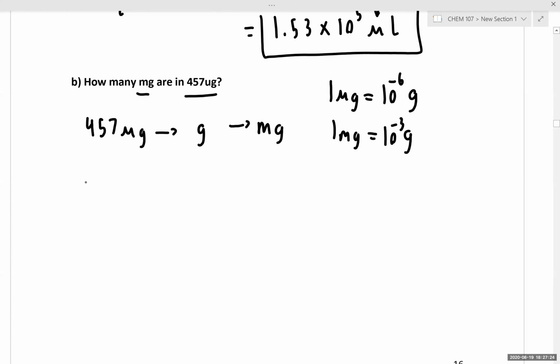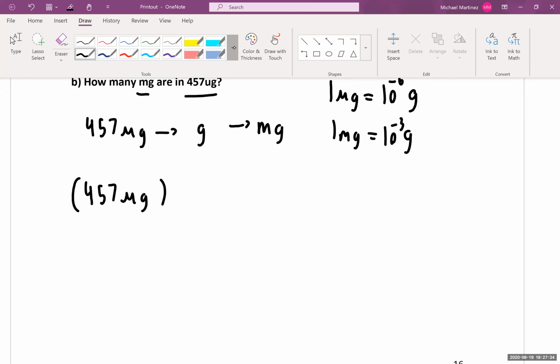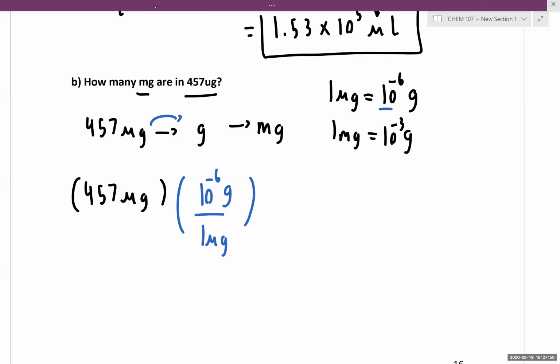Okay, so now that we have 457 micrograms, let's apply our first unit conversion. We're going from microgram to gram. So my question is, how many grams are present in 1 microgram? Reading off, we see we have 10 to the negative 6th gram per microgram.